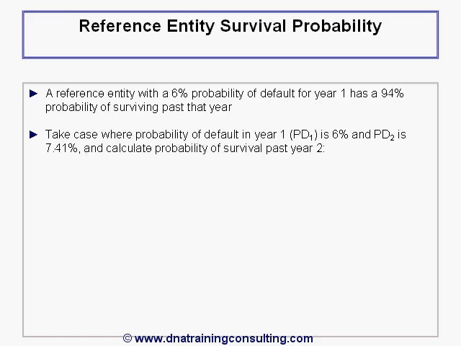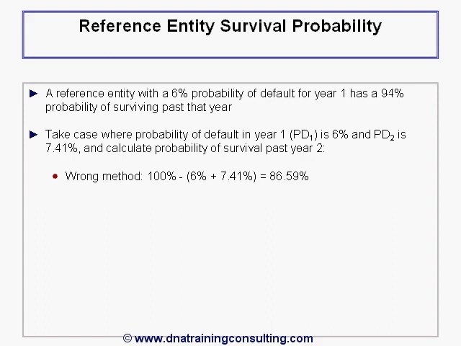Take the case of the reference entity we discussed previously, for which PD1 came to 6%, while PD2 came to 7.41%, if you recall. It would be wrong to calculate the entity's probability of surviving past year 2 as simply 100 minus the sum of the PD1 and PD2, which would give you 86.59%. Because, as we explained previously, PD2 is a conditional probability.